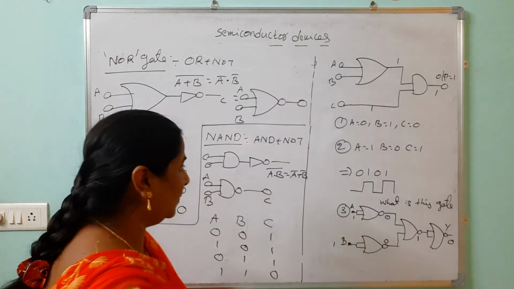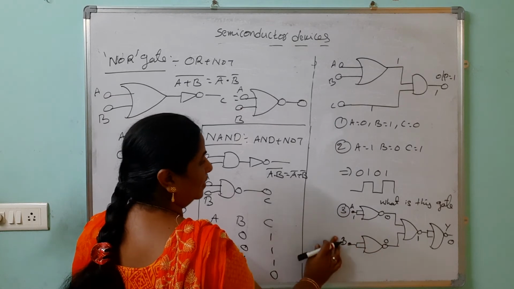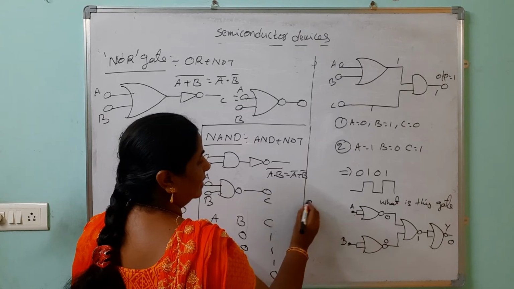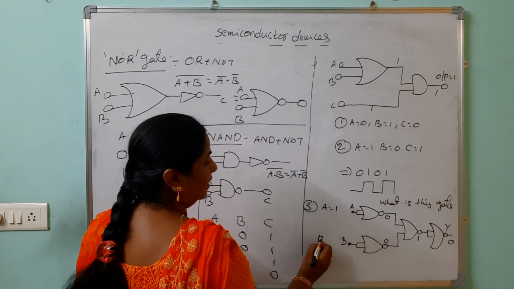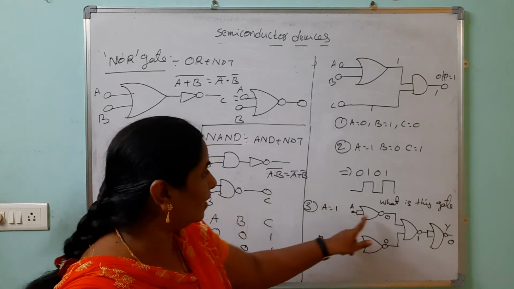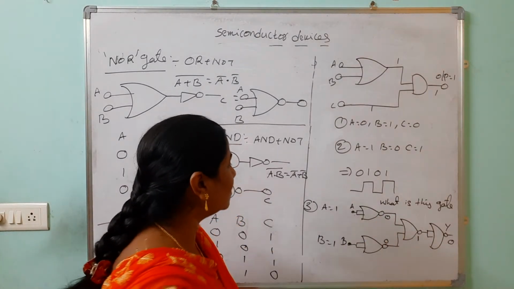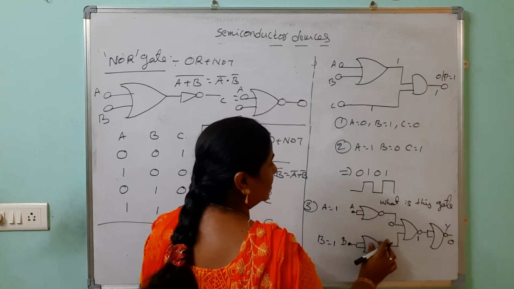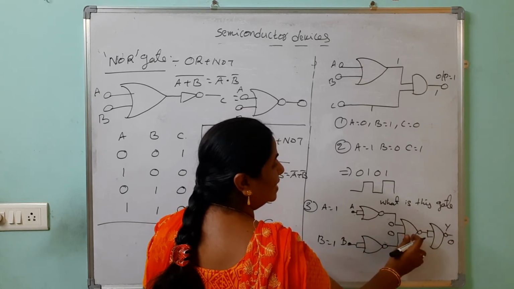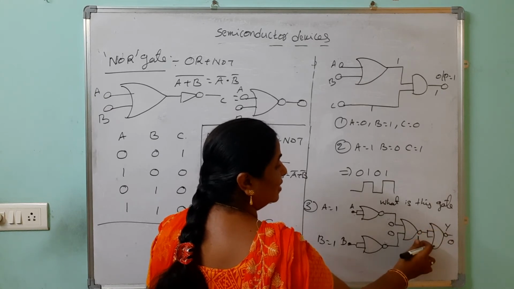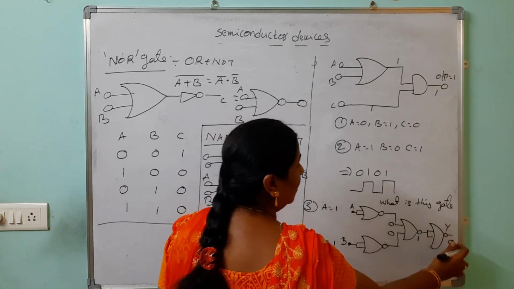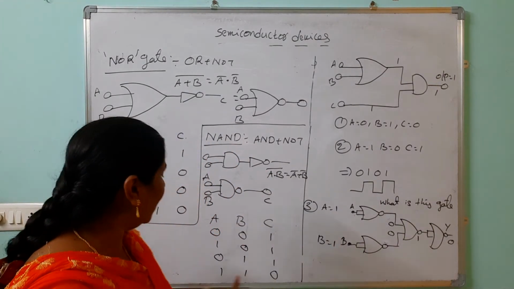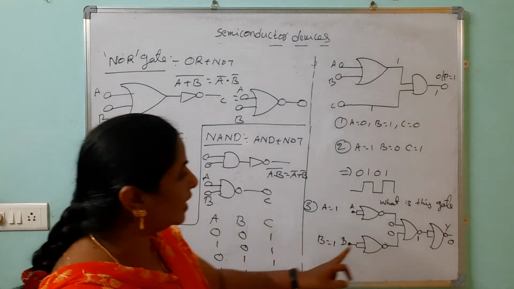So suppose I am taking this A and B. Suppose A equals 1 and B equals 1. See, 1 here, NOT is there. 1 bar becomes 0. Here also 1 bar becomes 0. So 0 plus 0, 0. But here 0 bar equals how much? 1. So once again 1 bar equals how much? 0. So when we give the inputs 1 and 1, but the output is how much?